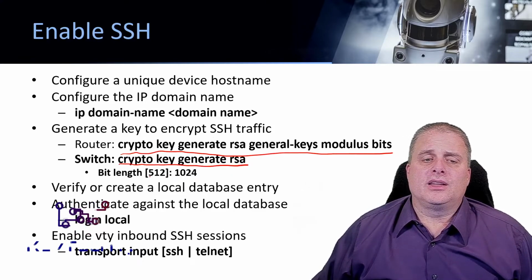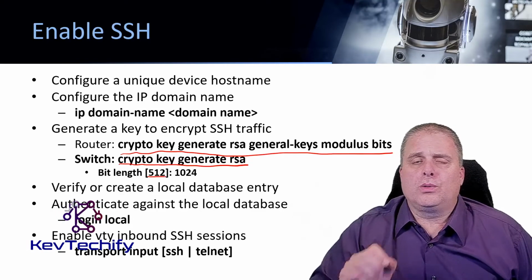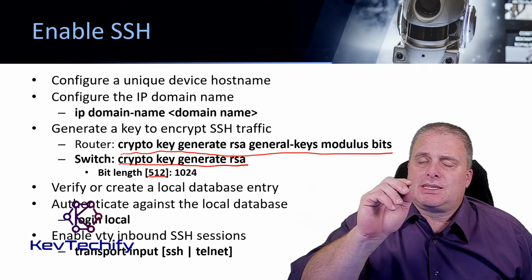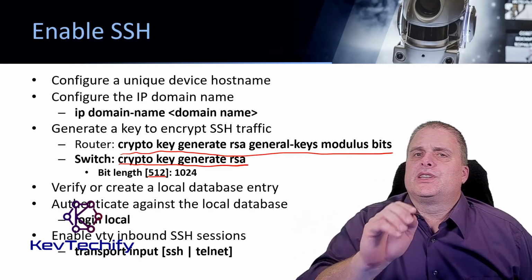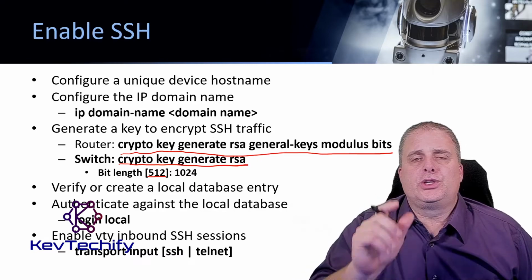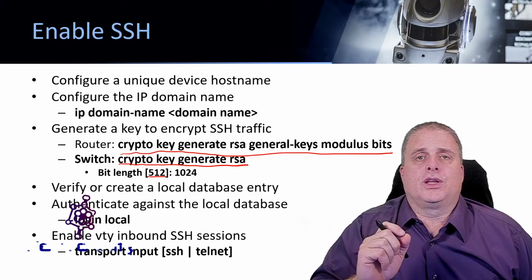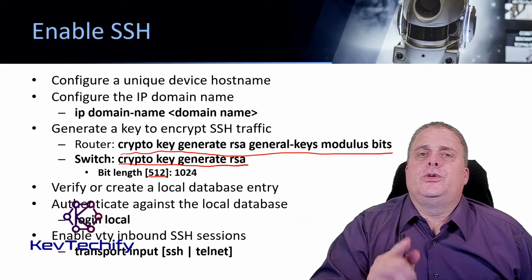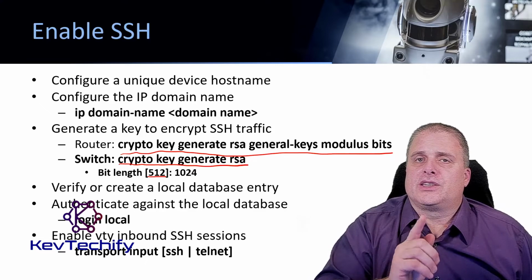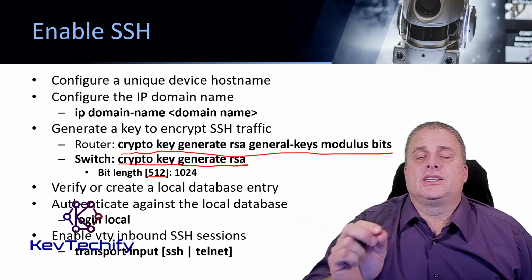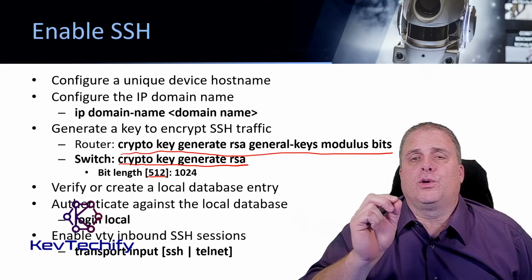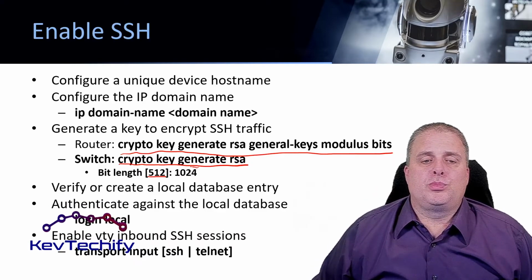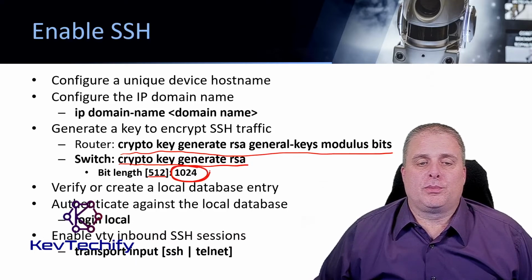The bit length here, the default is 512. You don't want 512 being your bit length for your key. That is pretty much universally accepted as insecure. It's too short of an encryption key. You want something longer. Plus, if you have 512-bit, you can't use SSH version 2. You only can use SSH version 1 because SSH version 2 needs a 1024-bit length key. And so when they ask for your bit length, make sure you put in 1024 as your bit length.